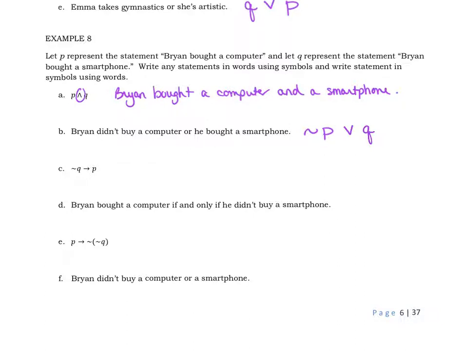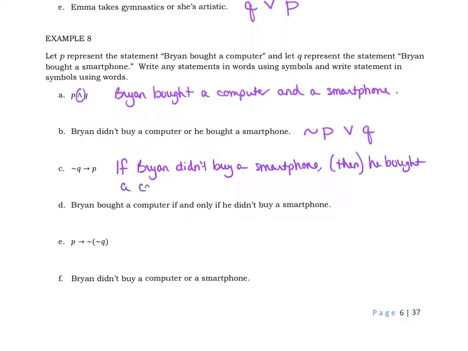All right, C, we've got not Q, then we've got our if-then P. So if comes first, if not Q. Brian didn't buy a smartphone. Then, and if you don't want to write the word then, that's all right. I'm going to put it in parentheses so you know you can have it there or not. Then he bought a computer. Okay, if Brian didn't buy a smartphone, he bought a computer.